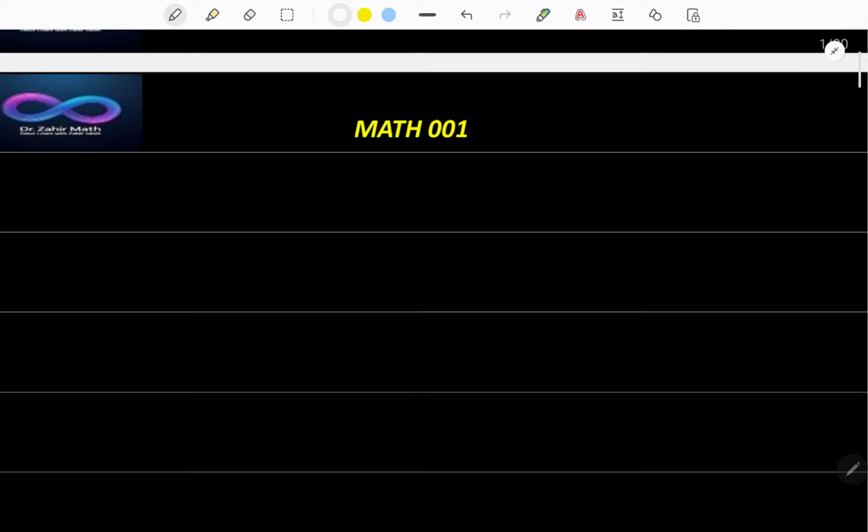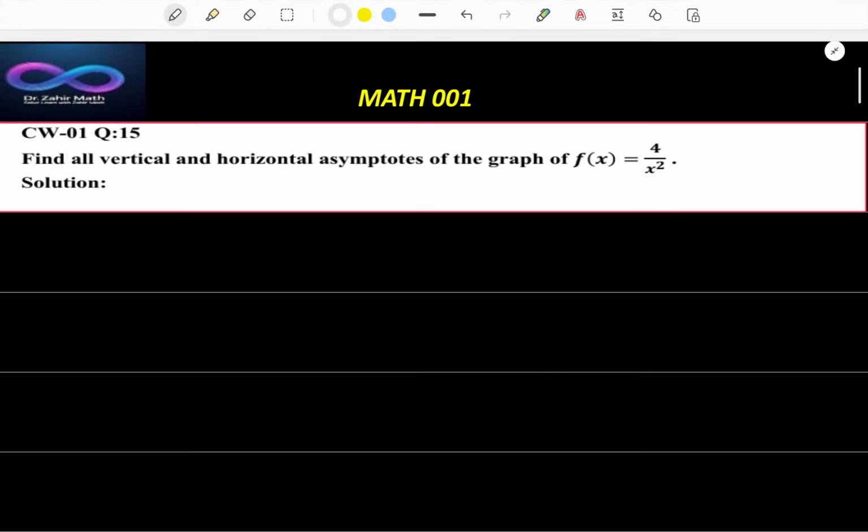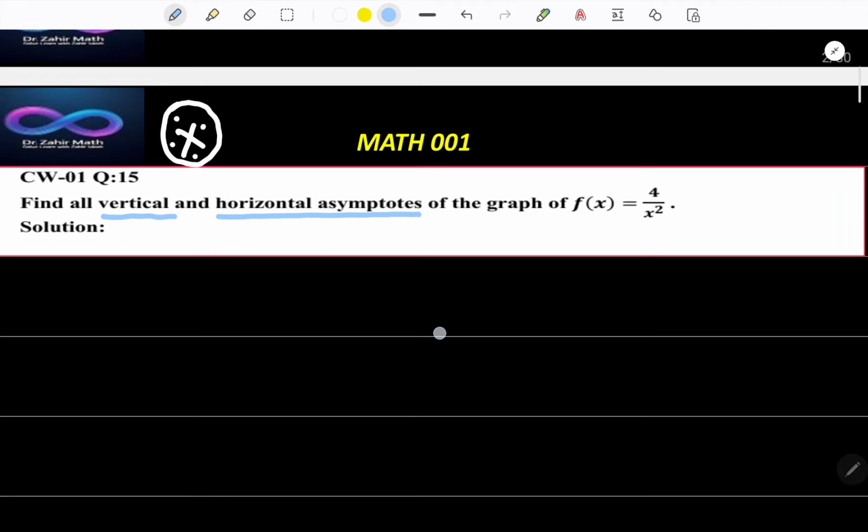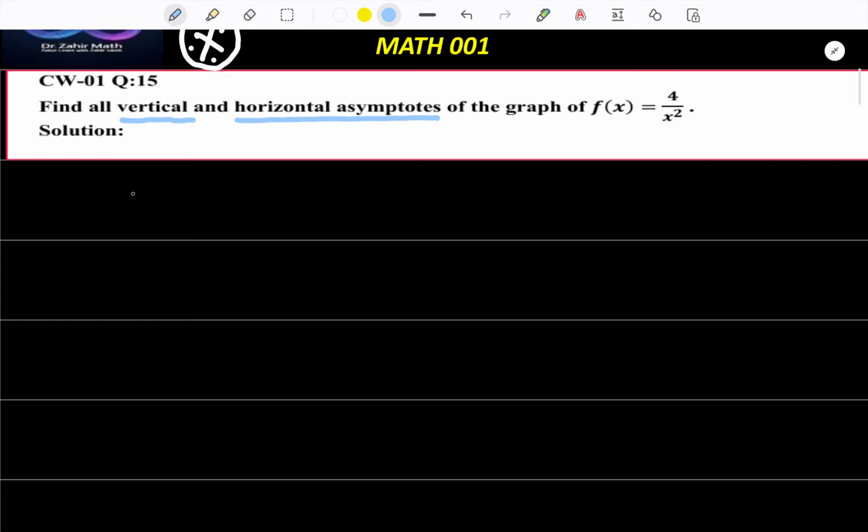Let's go to the question quickly. It's a small exercise, so you can expect one such question in the final exams, in the quizzes, everywhere. Find all vertical and horizontal asymptotes of the graph. So what is the question? They are asking for vertical and horizontal asymptotes. Now f of x equals 4 divided by x square.